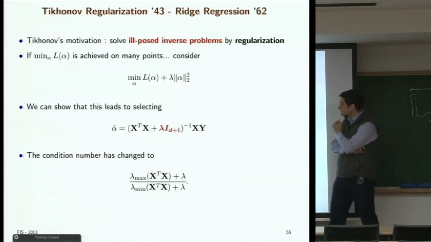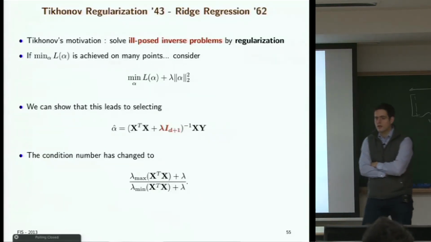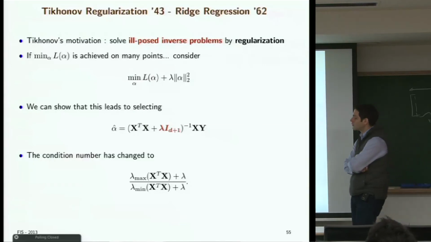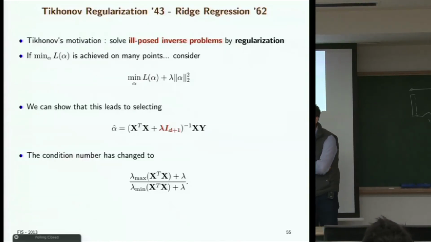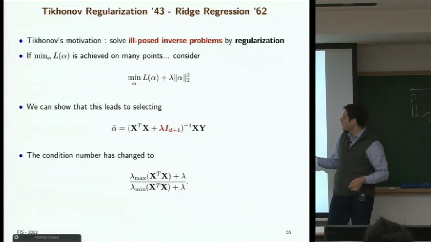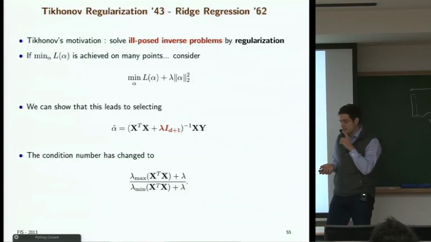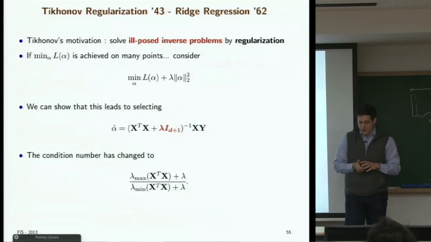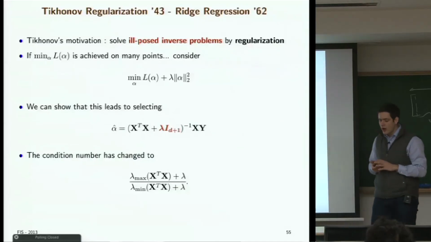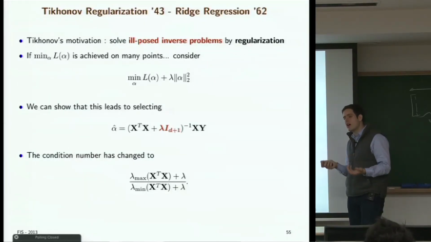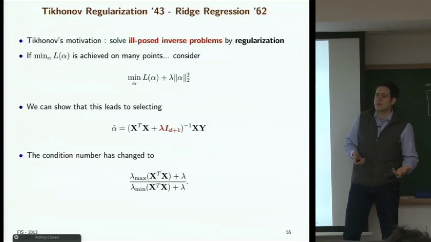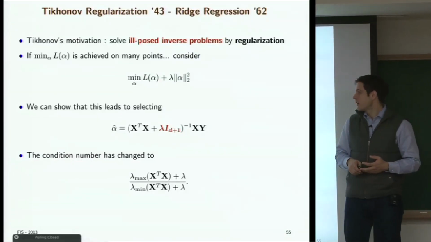So the first approach, which I think was proposed to tackle ill-posed problems and the fact that X transpose X is not invertible, is something called Tikhonov regularization, or ridge regression in statistics. The idea is the following. You remember that we're trying hard to minimize L of alpha, and I told you that this can run into some overfitting issues.